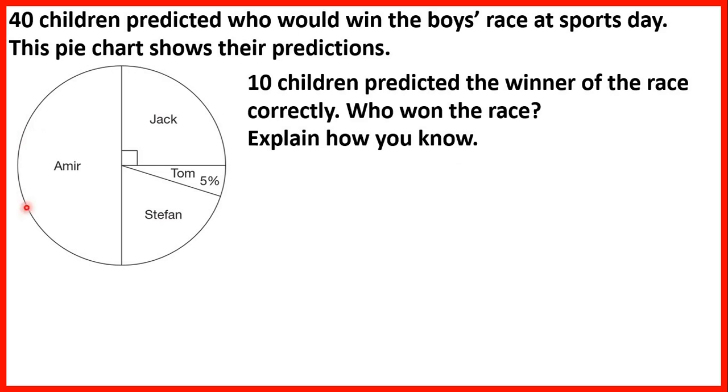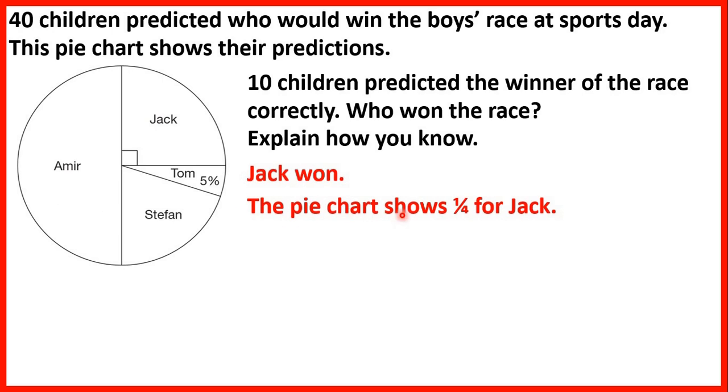So there are 40 children making predictions, so the pie chart is 40 children, but only 10 children got it right. So which of these shows 10 if the whole pie chart is 40? Well, Jack won the race because the pie chart shows 1/4 for Jack, and 1/4 of 40 is 10. And we know that 10 got it right, so 10 children out of 40 must have chosen Jack. And 10 out of 40 is the same as 1/4.